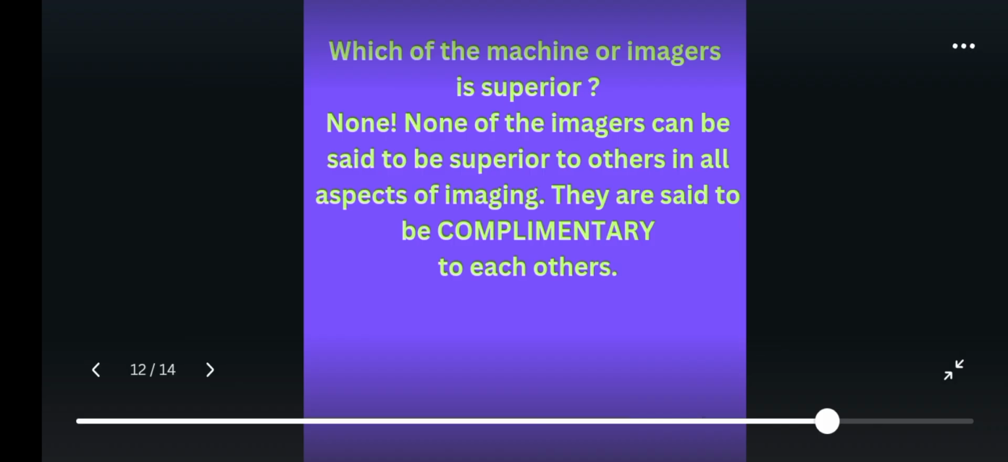Which of the mentioned images is superior? This is an important question that many people have asked me. Now the answer is none. None of the images can be said to be superior to others in all aspects of imaging. There will be aspects of imaging in which one is superior to the other. Now, the best thing to say is that they are complementary to each other.